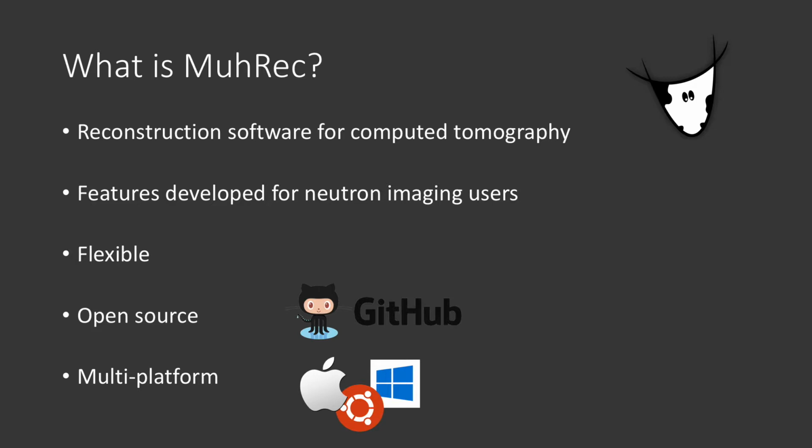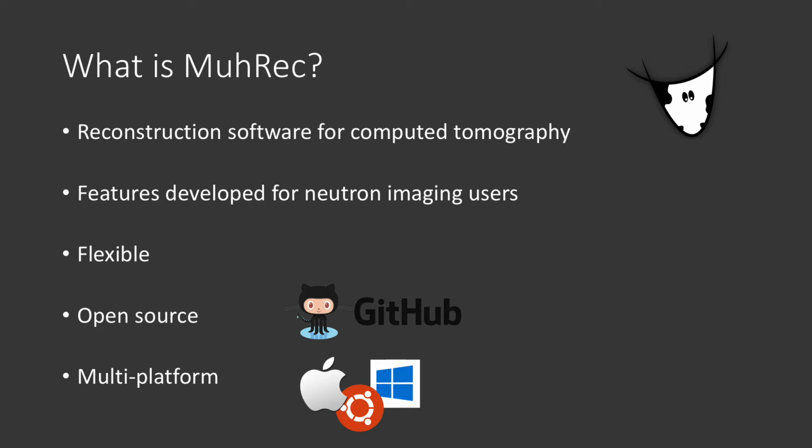This brings us to MuhRec, which is a CT reconstruction software that provides a graphical user interface allowing the user to configure the reconstruction. The tool was developed while we came across different problems during our experiments at PSI, and new features are added all the time. It is also a flexible tool that allows the users to configure the processing and reconstruction to fit their needs. This may require some understanding, but it's possible to learn step by step when you use the tool.